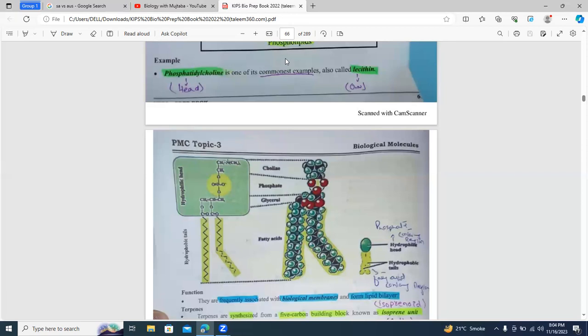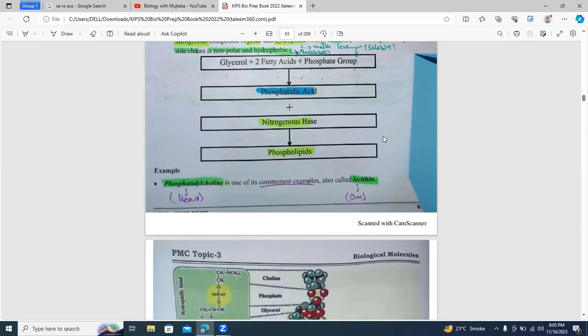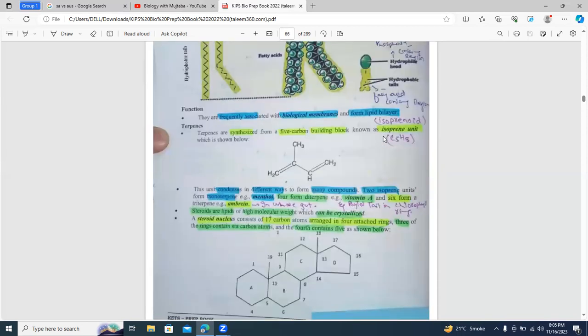This is an important example of phosphatidylcholine, and you need to know that one of the most common examples is lecithin, and lecithin is a phospholipid. You can just remember that whenever a nitrogenous base is combined with a phosphatidic acid, it gives rise to a phospholipid. This combination is very important.